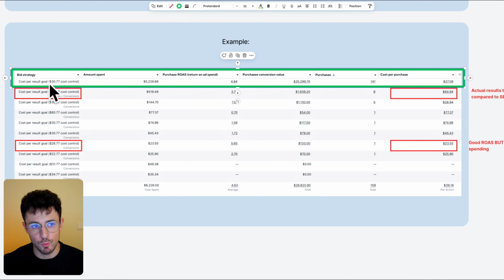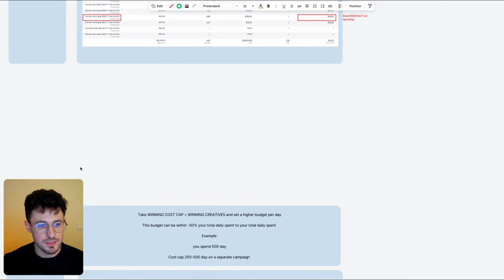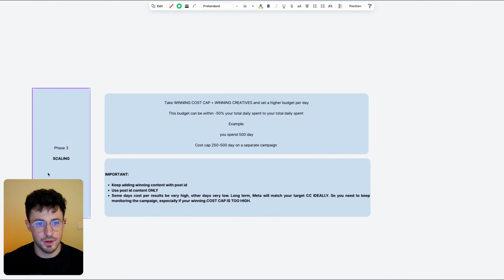And we relaunched as an ad set, as you can see here, a single ad set with a cost cap, and as you can see, it's actually spending. And this is the winner cost cap, which is the one that we scale. So we increase the budget and we scale it. So how do we scale the cost cap? Which is phase number 3.